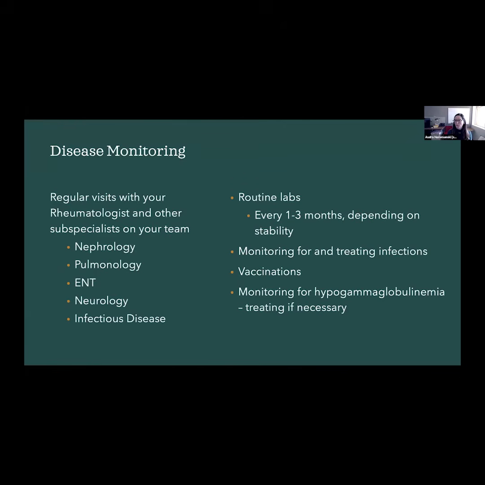We also want to monitor for and treat any infections that come up because of the patient's immunosuppressed status. We want to make sure patients are getting appropriately vaccinated at the appropriate times, or those vaccines are not going to be very effective. And we want to monitor for a condition called hypogammaglobulinemia, which is low IgG levels in patients who are on rituximab in the long term. This can further increase the risk of infection, even more than just the use of rituximab by itself. And sometimes we treat that with things like IVIG, which is another medication to help boost up the IgG levels.